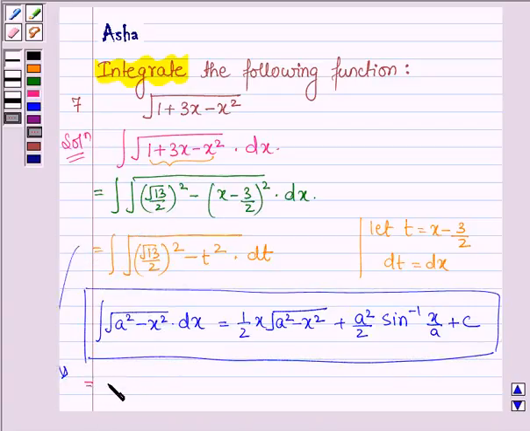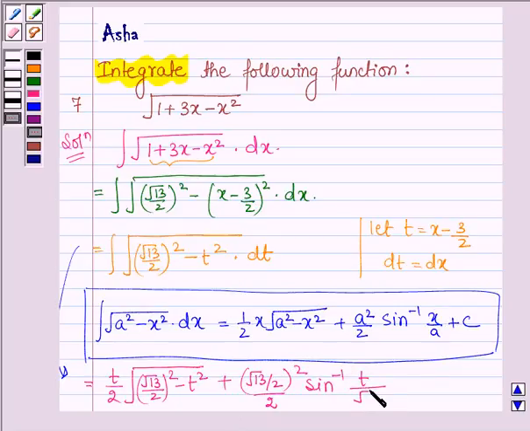this integral can further be written as x upon 2, that is t upon 2, root over a square minus x square. Here a is root over 13 upon 2 and x is t. So here we can write root over 13 upon 2 whole square minus t square plus a square upon 2, a is root over 13 upon 2 whole square upon 2, sine inverse x upon a, that is t upon root over 13 upon 2, plus c.